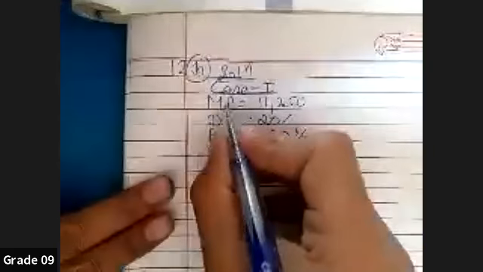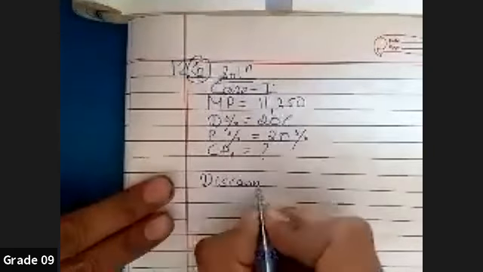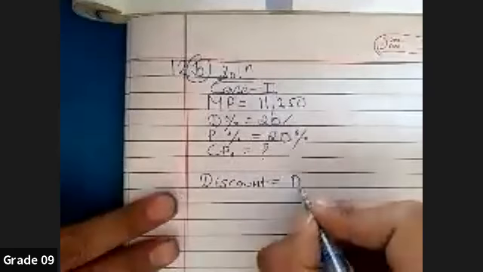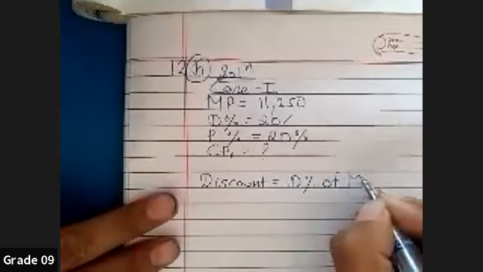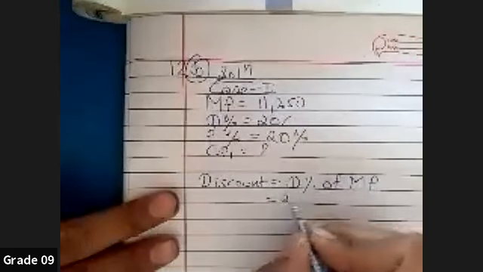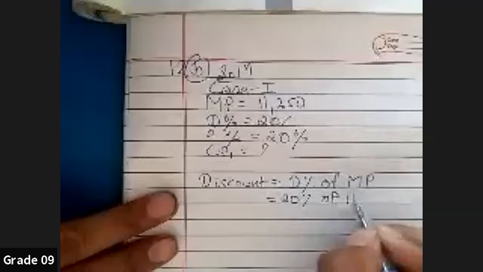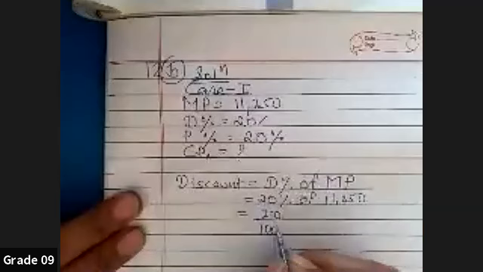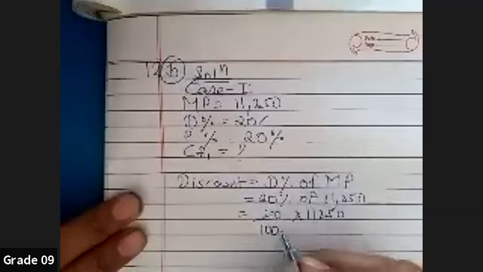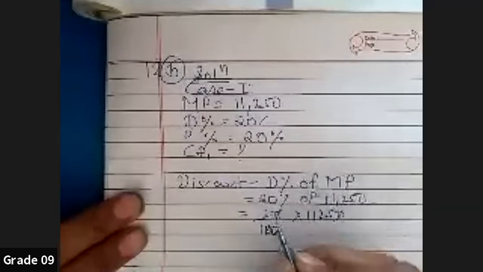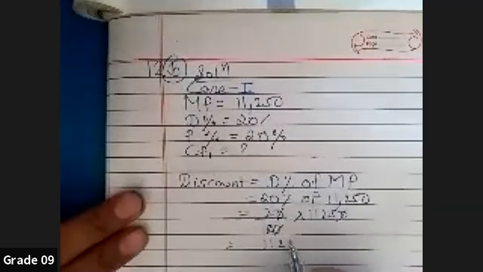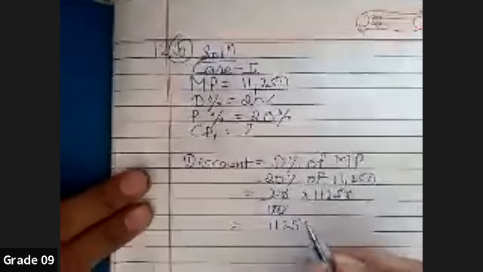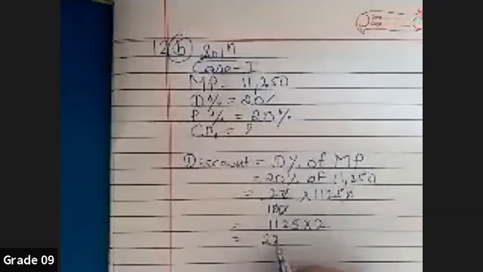So definitely discount we have to find. So discount is discount percent of MP, 20% of 11,250. So that is 20 by 100 into 11,250. The zero cancels, and 1,125 into 2 is 2,250, right?